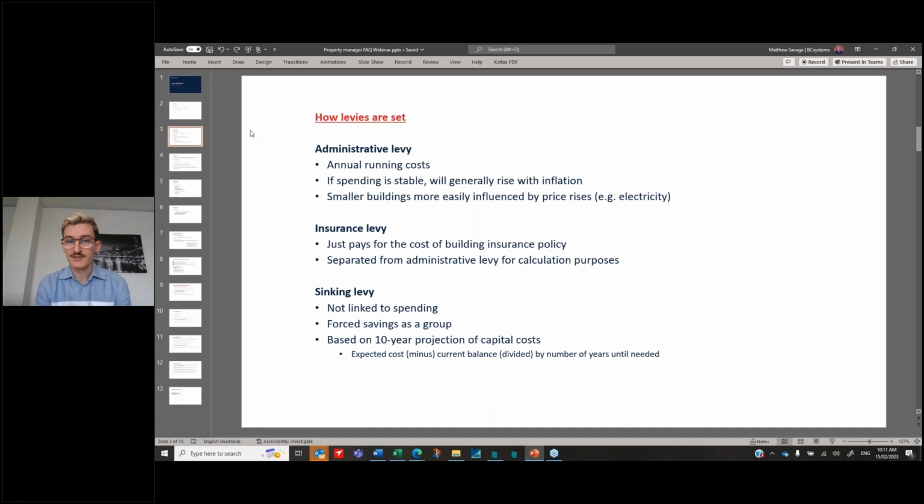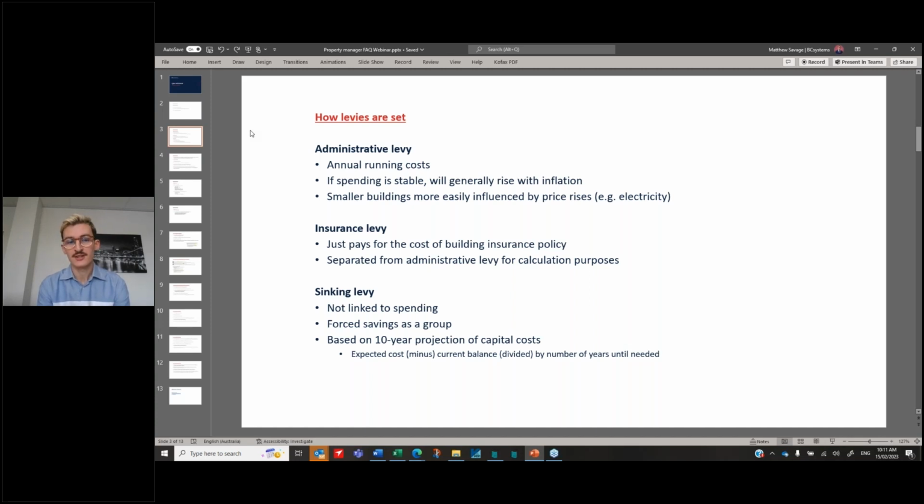Our sinking fund levy. So again, highly debated among lots of buildings. Importantly, the administrative fund levy and the insurance levy are linked to spending in that year. So whatever the body corporate's spending, it needs to bring in that same amount of income pretty much, otherwise it's going to go backwards. The sinking fund levies are not linked to the spending in that year.